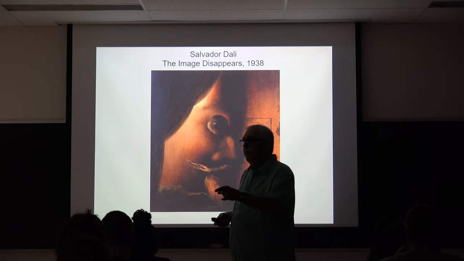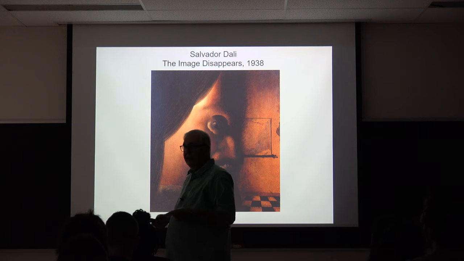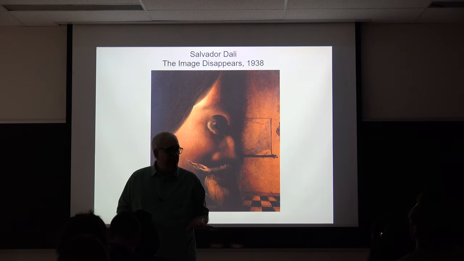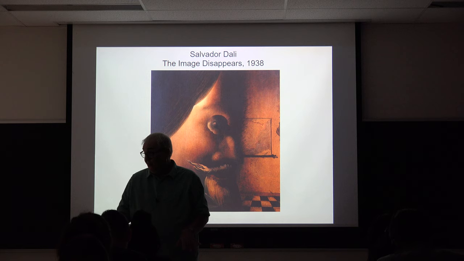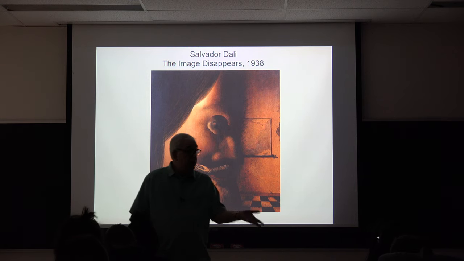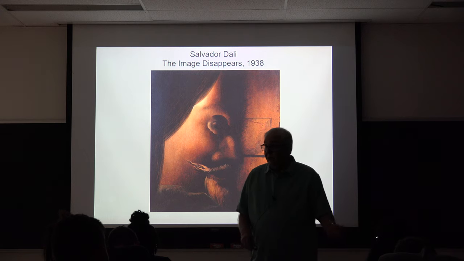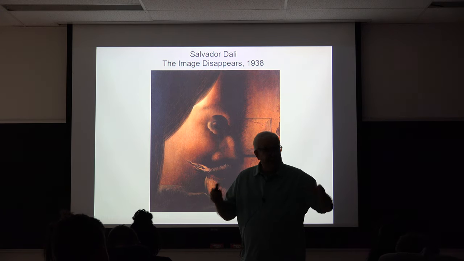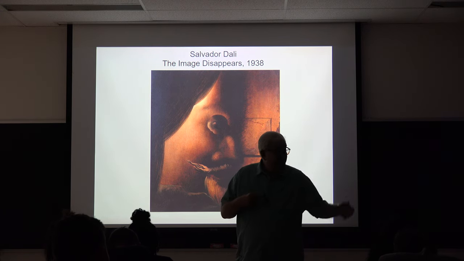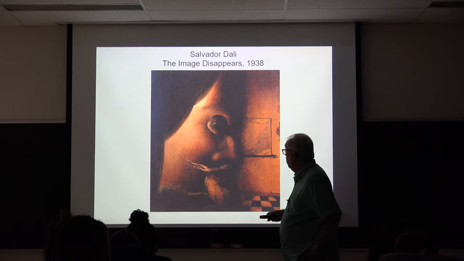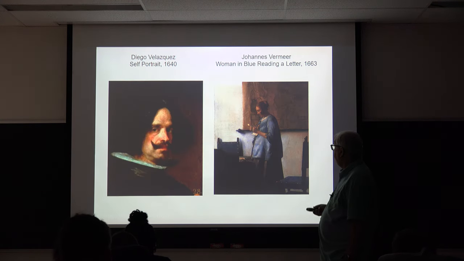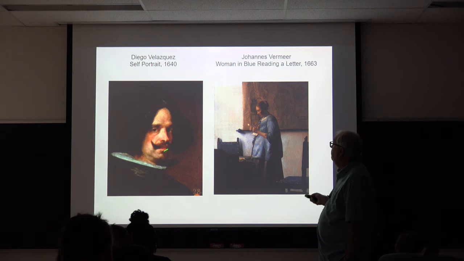Now, this is an example where both grouping and attention work together, because you can attend to one. If I say, look at the face, you can see the face. Or I can say, look at the woman reading a letter, and you can see the woman reading the letter. So you're both attending and grouping at the same time, and we'll see more examples of that as we go along. So again, this is the self-portrait of Velázquez. This is the Johannes Vermeer.